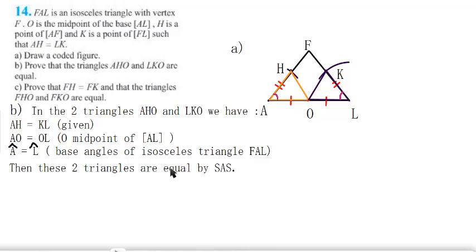Now let's move to part C. Prove that FH is equal to FK. How can I prove these two segments are equal? We said from the beginning of the question that FAL is an isosceles triangle. So FA, all of it, is equal to FL, all of it. And we already have given that AH, this is a part of AF, is equal to KL, part of FL. So the remaining parts will be equal.